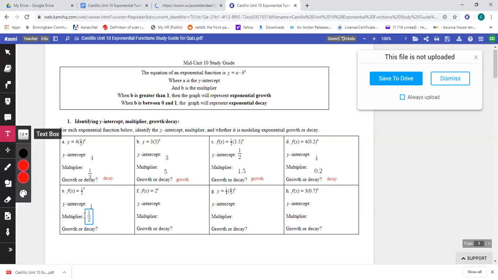And then once again, since the multiplier is less than 1, remember 1/2 is less than 1, this is going to be decay. So once again, for here, you have no number. You only have one number, but that's the b because that's attached to the x. So your y-intercept here is 1, okay? And then your multiplier here is 2. And then since your multiplier is greater than 1, this is going to be growth.